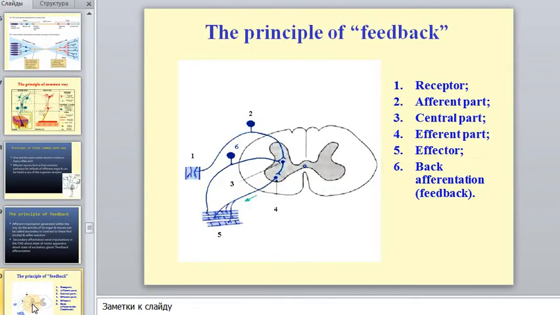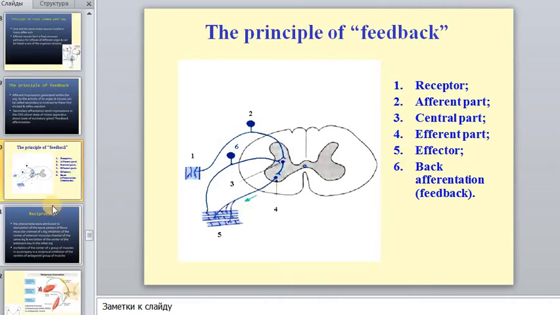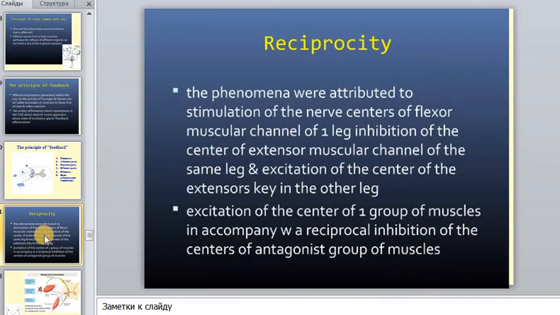In general, we see feedback here, and we see the reflex act: first the receptor part, afferent part, central part, and efferent part like the efferent nerve fiber, and we move the stimulus to the muscle, and we have the back afferentation, back feedback impulses to the horn of gray matter of the spinal cord. As you know, we have special receptors in the muscle. It's in a spindle, the muscle spindle.